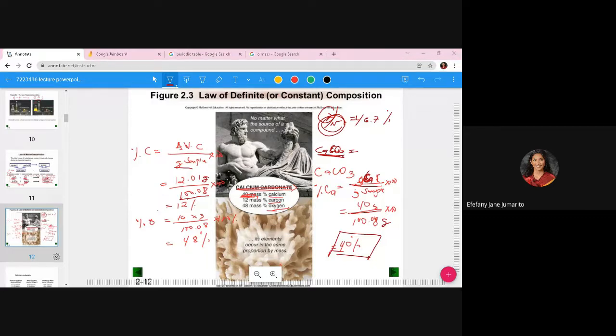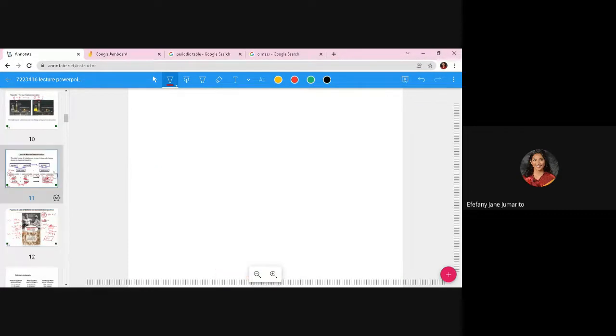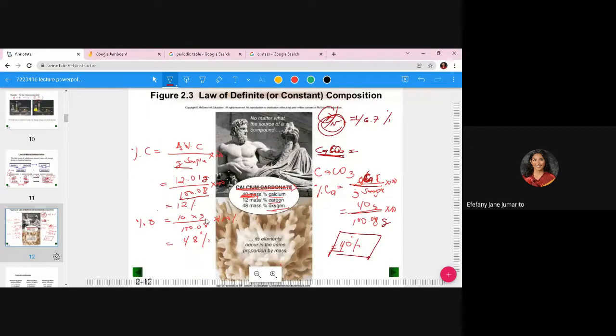What about percent oxygen? The atomic weight is 16. Because there are 3 atoms of oxygen, we multiply it by 3. So 16 times 3, divided by the total mass of the sample, 100.08, is 48%. So this is definite: for calcium carbonate, 40% of it is calcium, 12% of it is carbon, and 48% of it is oxygen.